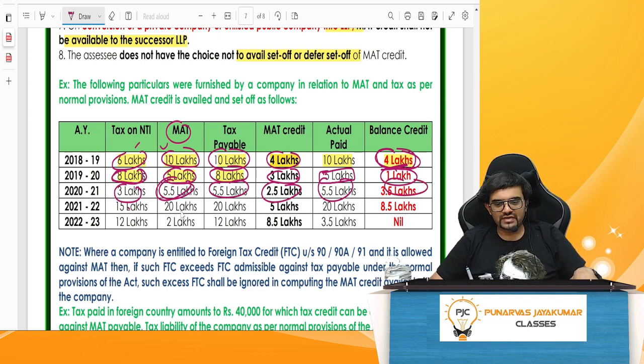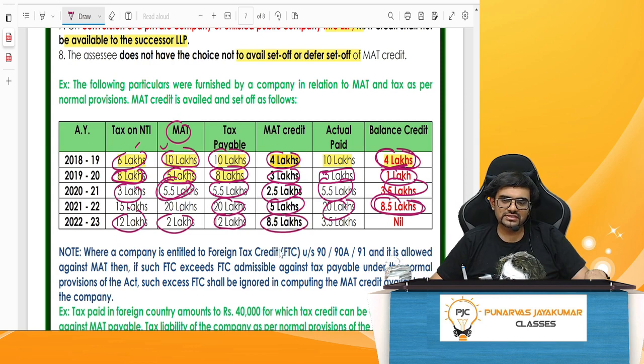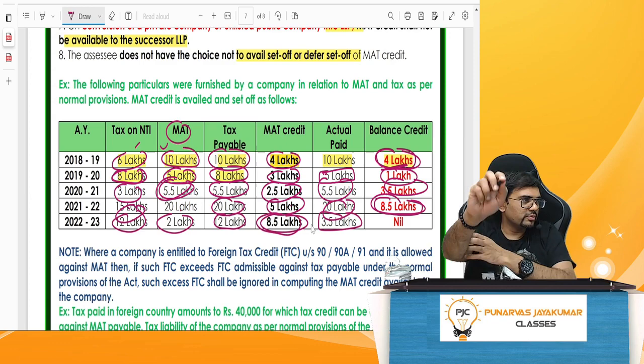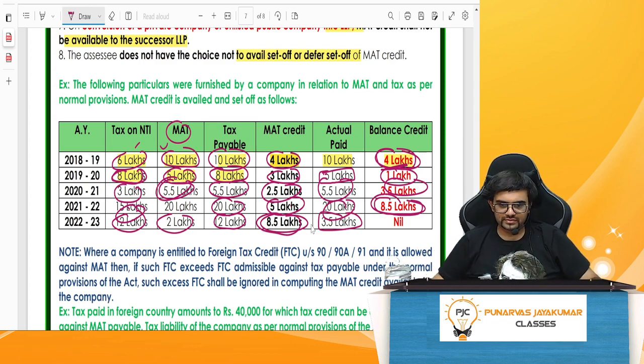Next, 15 lakh and 20 lakh. How much should I pay? 20 lakh. How much credit will I get? 5 lakh. Actually paid 20. So 5 plus 3.5, 8.5. Next year, 12 lakhs and 2 lakhs. How much is payable? 12 lakhs. But guys, I will take the full amount of 8.5 lakhs as credit, MAT credit utilization. So I should pay 12 lakhs, but I will take the credit of 8.5 lakhs. What is the balance tax actually payable? 3.5 lakhs. Very simple.